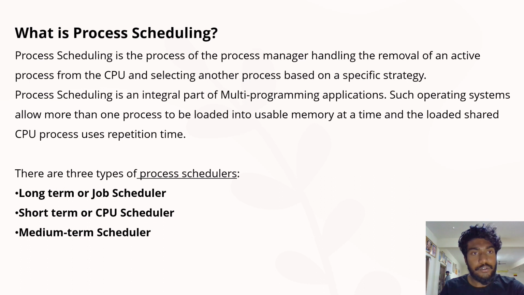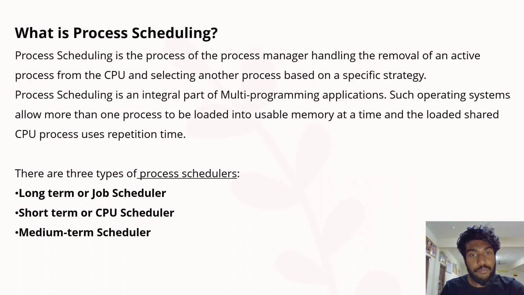What is process scheduling? Process scheduling is the activity of the process manager handling the removal of an active process from the CPU and selecting another process based on a specific strategy. Process scheduling is an integral part of multi-programming applications. Such operating systems allow more than one process to be loaded into usable memory at a time, and the loaded processes share the CPU using time multiplexing.